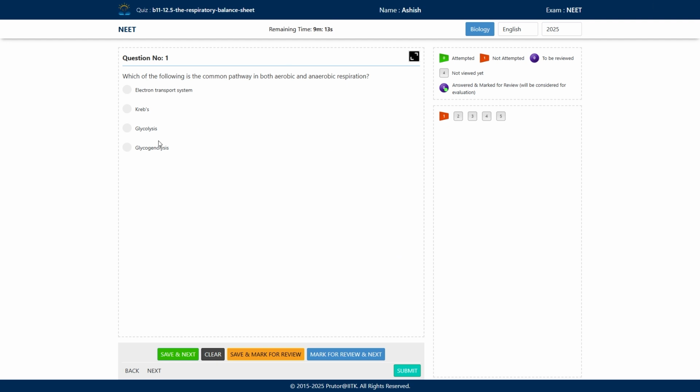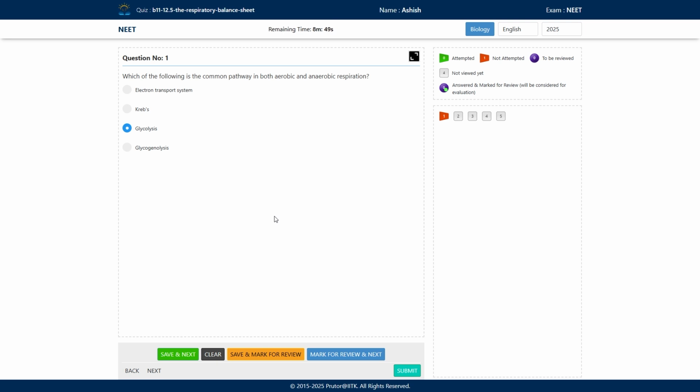So the answer is glycolysis. So we know glycolysis takes place in the cytoplasm. It is common to both aerobic and anaerobic respiration, where there is incomplete oxidation of glucose to produce pyruvic acid. Later, this pyruvic acid is handled by different cells depending upon oxygen availability.